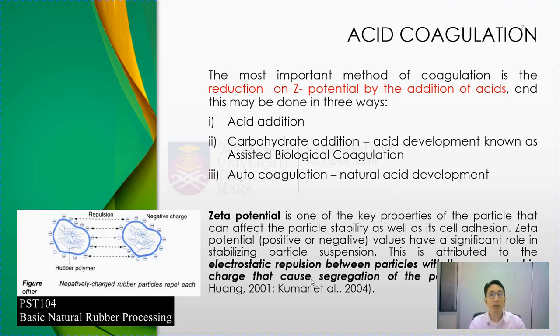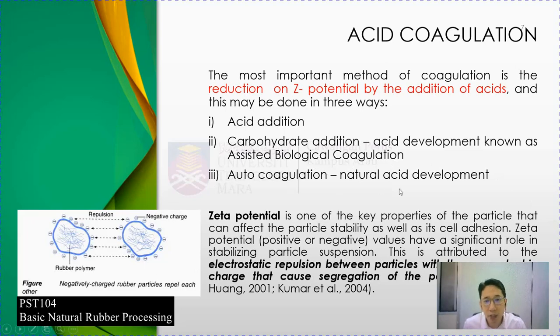For acid coagulation, the most important method of coagulation is the reduction of the zeta potential by the addition of acid, and this may be done in three ways. The first one is acid addition. The second one is carbohydrate addition, acid development known as assisted biological coagulation, and the third one is autocoagulation, which is natural acid development. This one involves microbial attack.